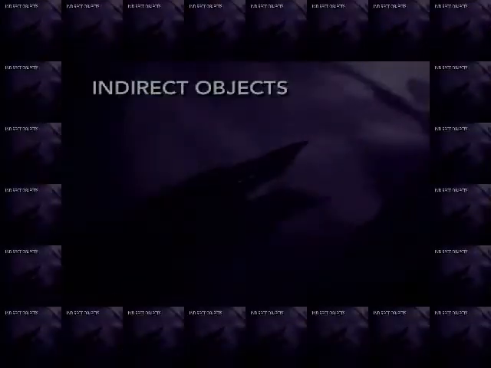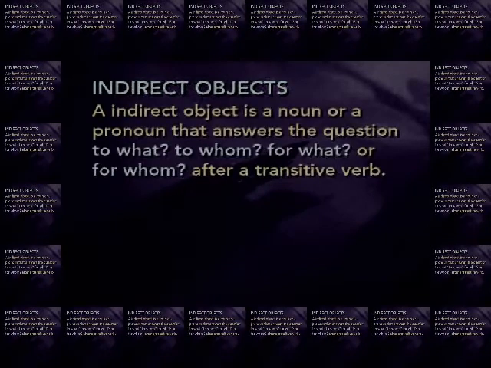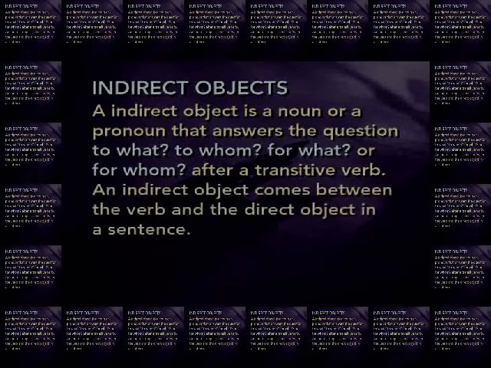We've been talking about direct objects which receive the action of the verb. There's another type of object that a verb may have. It's called an indirect object. An indirect object is a noun or a pronoun that answers the question to what, to whom, for what, or for whom after a transitive verb. An indirect object comes between the verb and the direct object in a sentence.